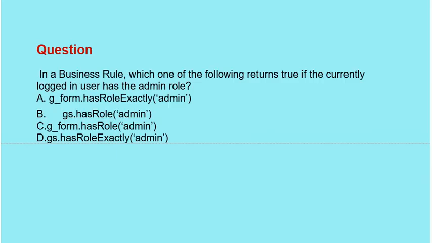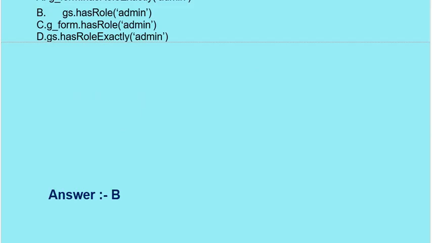Question is in a business rule, which one of the following returns true if the currently logged in user has the admin role? Option A, g_form.hasRoleExactly within bracket within single quote admin. Option B, gs.hasRole within bracket within single quotes admin. Option C, g_form.hasRole within bracket within single quote admin. Option D, gs.hasRoleExactly within bracket within single quotes admin. Correct answer is option B.